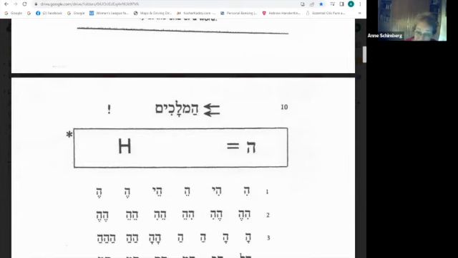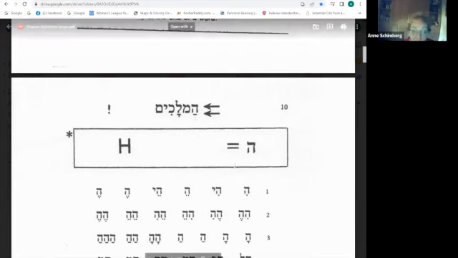Hamotzi is the motzi, the blessing over bread. I used to have people say the hamotzi, but that's redundant. It is hamotzi or the motzi, because ha means the. All right, so it's that H sound is your hey.